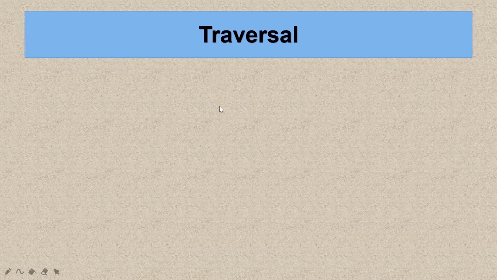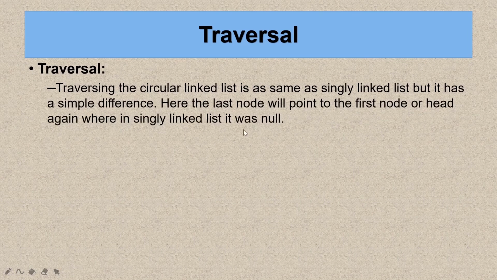Now let's see another operation, which is traversal operation. So traversal operation is the same as singly linked list. We can traverse the circular linked list in the same way as the singly linked list. There is a small difference that in singly linked list the next pointer of the last node is null, right? But in circular linked list there is no null. We have the first node in the next pointer of the last node again, right? So for that we have to somehow maintain a loop so that we can traverse the whole linked list and print all the values. So this is all we have talked about.